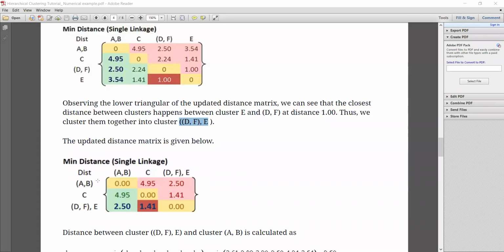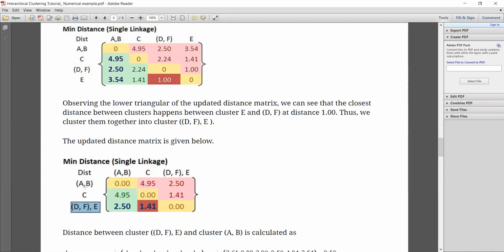So the new matrix has only 3 clusters here. The first cluster is AB, the second cluster is C with the single object, and the third cluster now has the 3 objects D, F, and E. Now you apply the same procedure to calculate the distance between these 3 clusters, right?